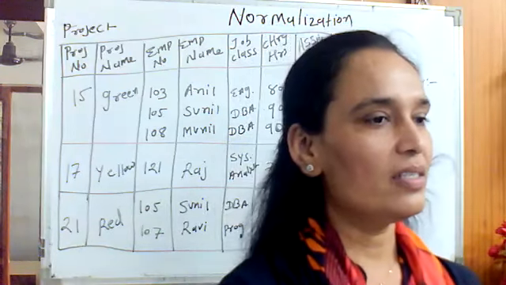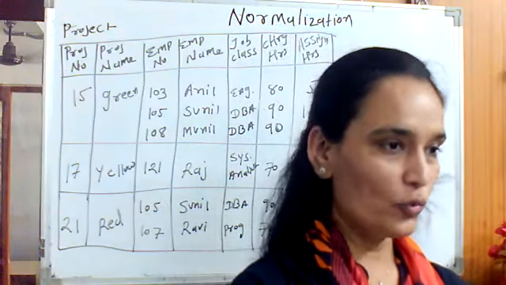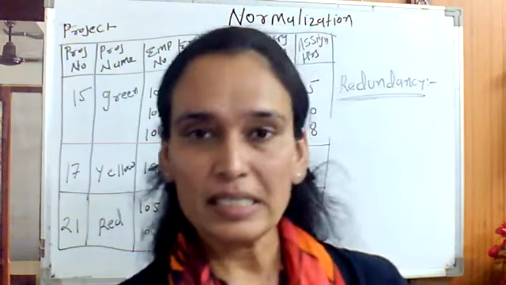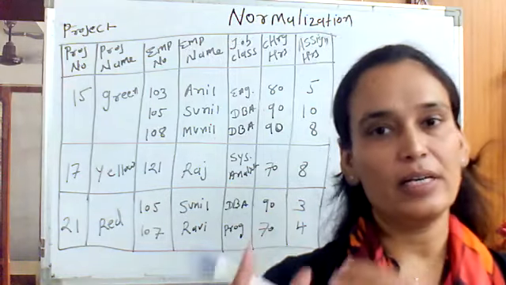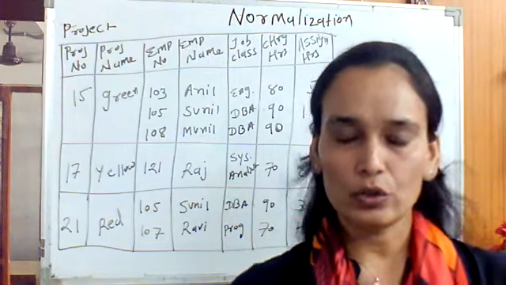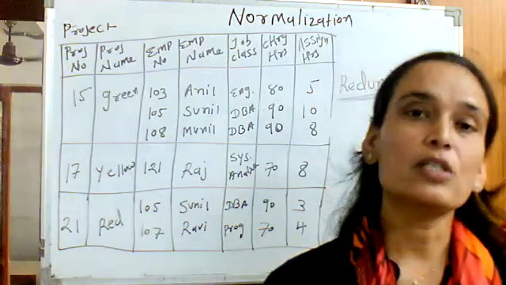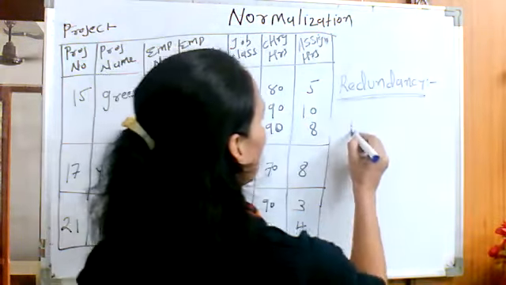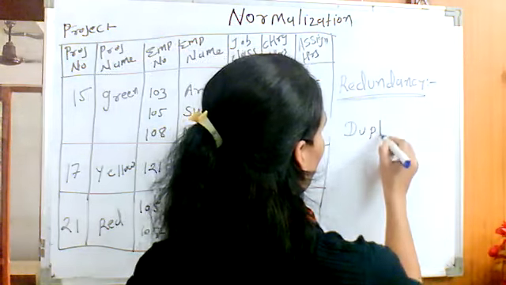Good morning, students. Today we are going to learn normalization. First of all, what is normalization? Normalization is organizing your data into related tables to reduce redundancy. First of all, what is redundancy? Redundancy means duplicate data.